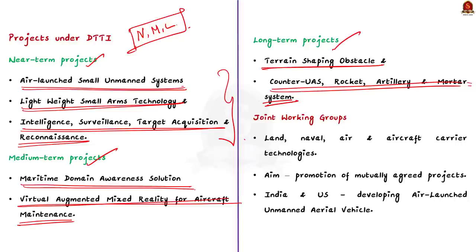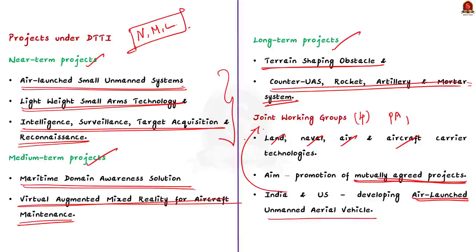See, to execute these projects under the Defense Technology and Trade Initiative, four joint working groups focused on land, naval, air and aircraft carrier technologies have been established. And these groups promote mutually agreed projects within their domains. So, under this joint working group only, India and the USA are developing this air-launched unmanned aerial vehicle. And as I said already, a project agreement for this ALUAV was signed between the Indian Defense Ministry and the US Department of Defense. It was signed on July 30, 2021.